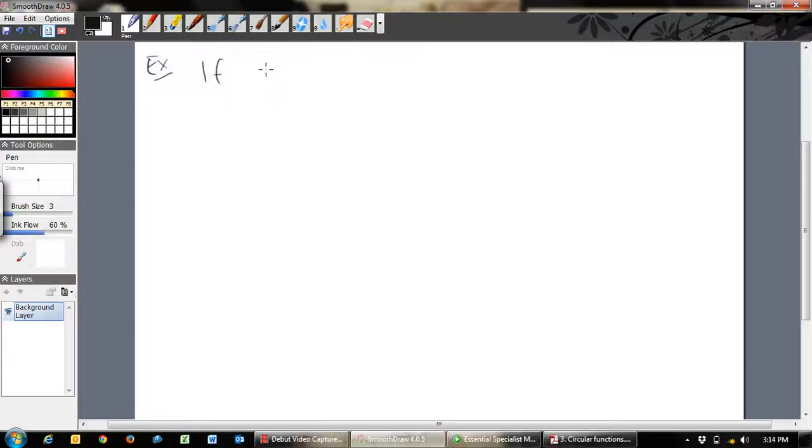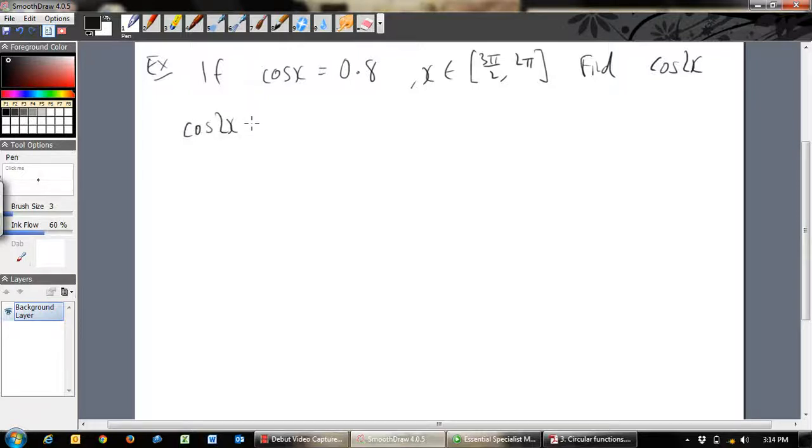Example. If cos x is equal to 0.8 for x in 3 pi on 2 to 2 pi, in that range, then find cos 2x. Now we actually have 3 different formulas for cos 2x. You'll get used to these, but I'll write them all down so we can have a look. Cos 2x is equal to cos squared x minus sine squared x. It's also equal to 2 cos squared x minus 1. And it's also equal to 1 minus 2 sine squared x.